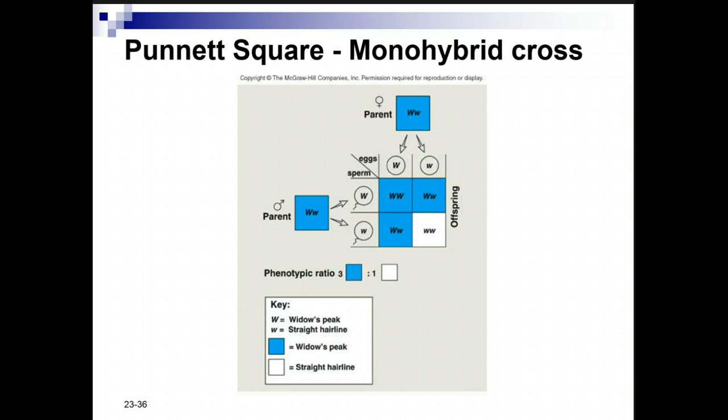Here is a Punnett square showing the results of the cross on the previous slide. When the parents are heterozygous, as they were in the question, both having a widow's peak but heterozygous for their widow's peak, note that each parent can produce sex cells that have the widow's peak gene or the straight hairline gene. In the offspring, there will be a 3 out of 4, or 75% chance of having a widow's peak as the phenotypic ratio, and a 1 out of 4 chance of having a straight hairline.